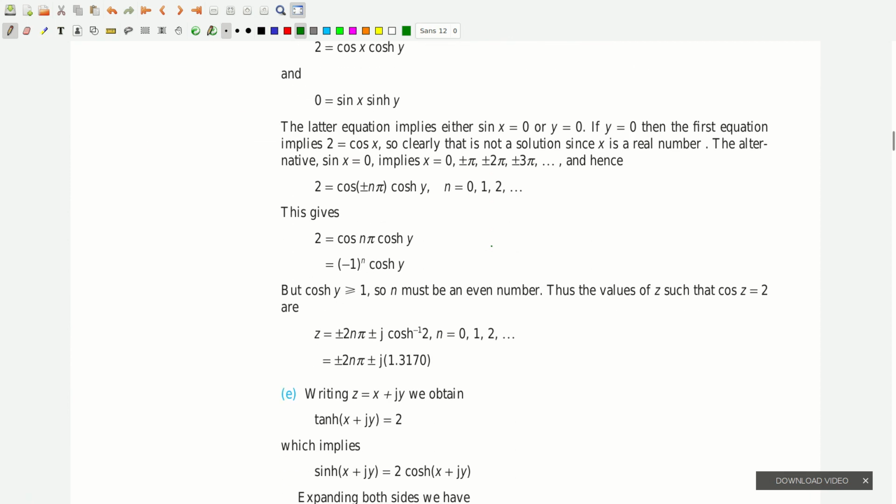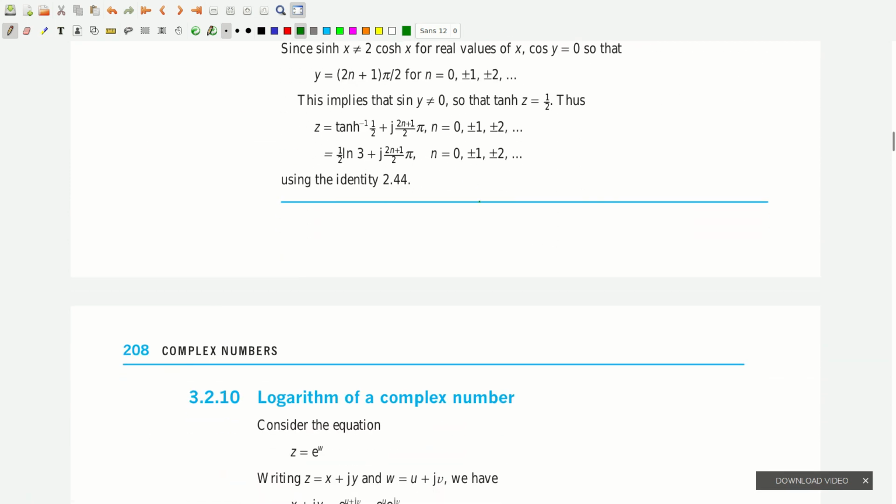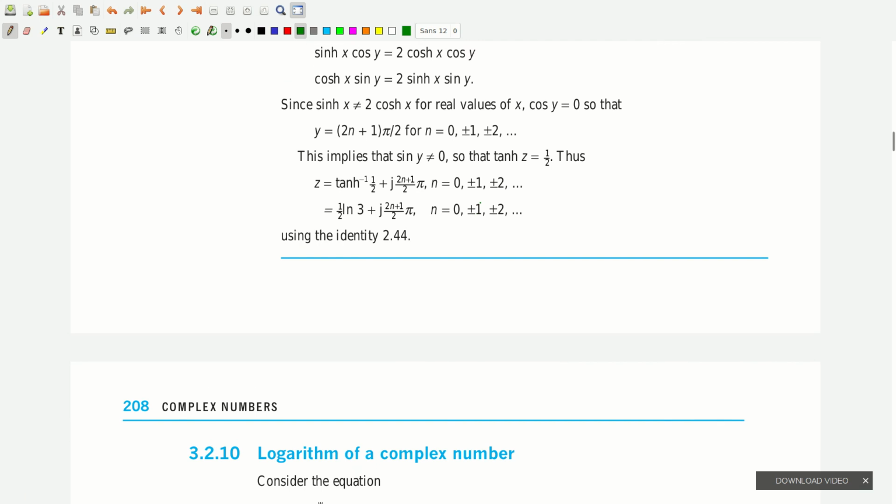Okay, so I think we shall stop there for now, and in the next part we shall look at the logarithm of a complex number.